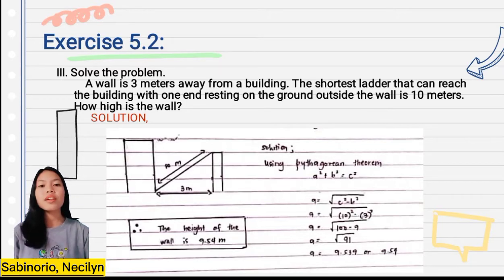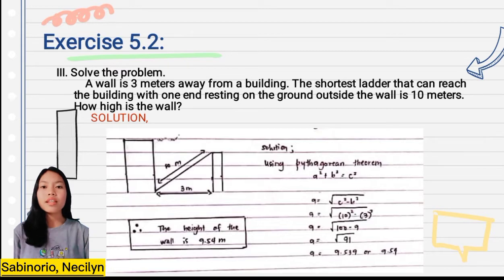Since we are looking for the height, we can use the formula a is equal to the square root of c squared minus b squared. When we substitute the values 10 and 3, a is equal to the square root of 10 squared minus 3 squared. So a is equal to the square root of 100 minus 9.